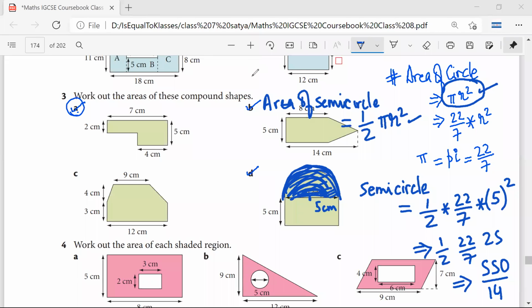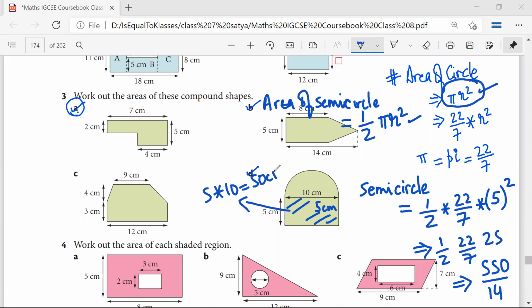Yes, sir. Okay. The next part is to find the area of this rectangle. The area of the rectangle would be 5 into 10, which is equal to 50 centimeters square. Any doubt about this? No. So the total area would be 50 plus 550 by 14. I'm sorry, this would be 550 by 14. And then you can find the answer. Satya, any doubt? No.